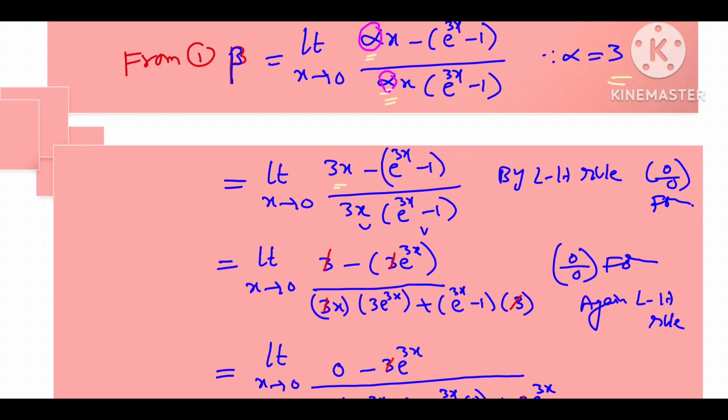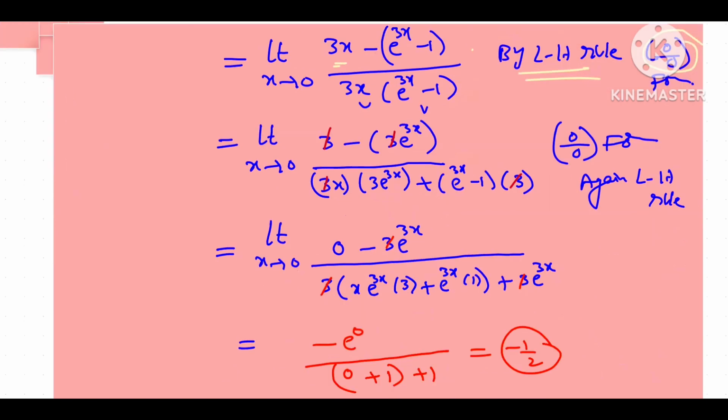Now by using the LH rule. What is the LH rule here? Limit x tends to 0, we apply differentiation on numerator and denominator at the same time. So the differentiation of 3x we get 3. Differentiation of e power 3x is 3 times e power 3x; the differentiation of e power 3x is e power 3x, but the differentiation of 3x gives 3 according to the chain rule. Differentiation of minus 1 is 0. So for the denominator, you should use the UV formula.